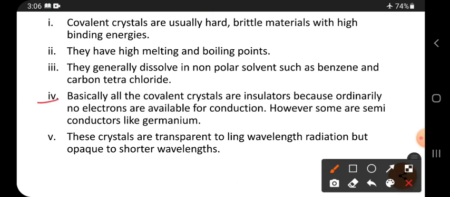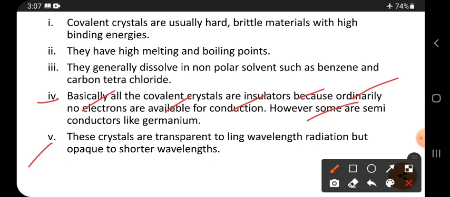Basically, all covalent crystals are insulators. Why? Because no free electrons are available, only paired electrons are available. That is why they do not conduct, because ordinarily no electrons are available for conduction. However, some are semiconductors, like germanium. Among them a few, like germanium, are semiconductors.